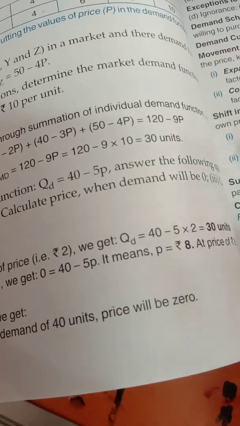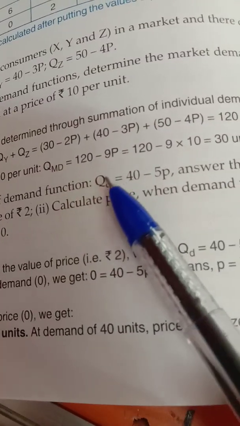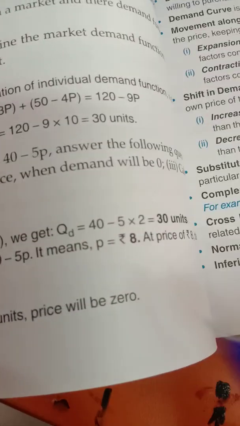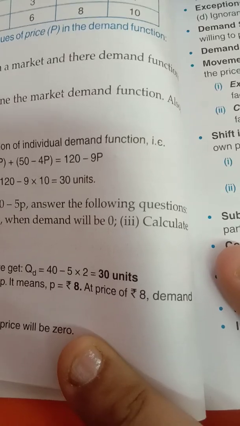Calculate the price when demand will be 0. When demand will be 0, you have to put 0 over there, and then you have to calculate the price. It means the price will be 8. At price 8, the quantity demanded will be 0. Nobody wants to purchase the product at a price of 8.